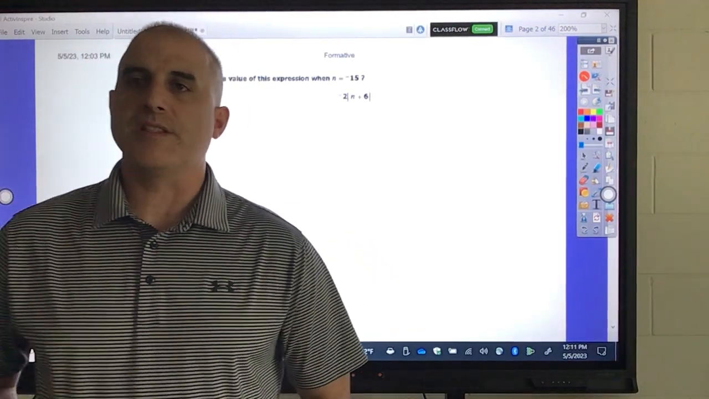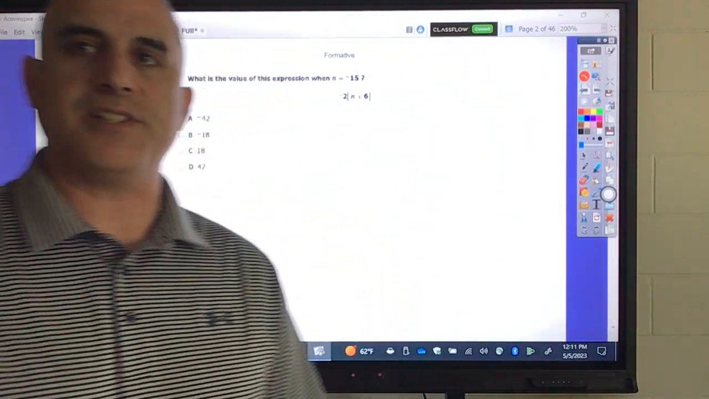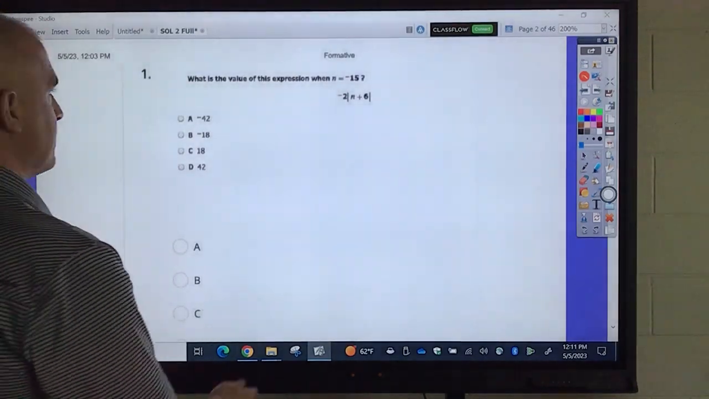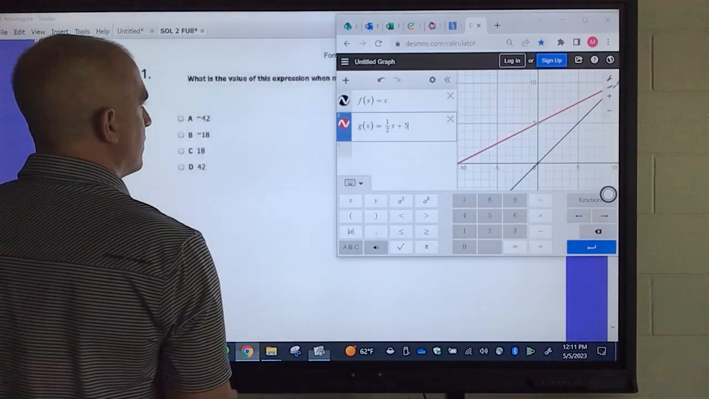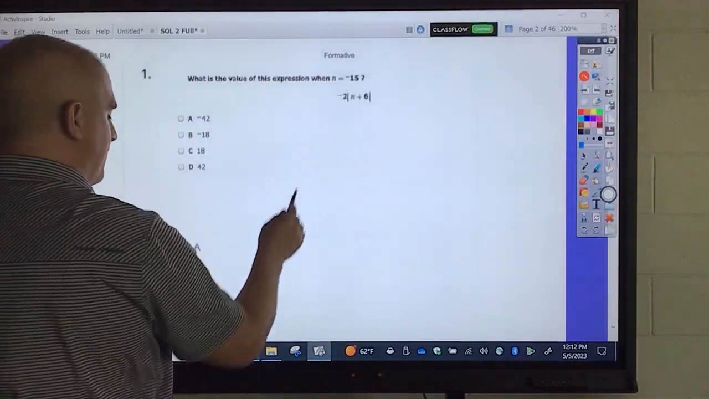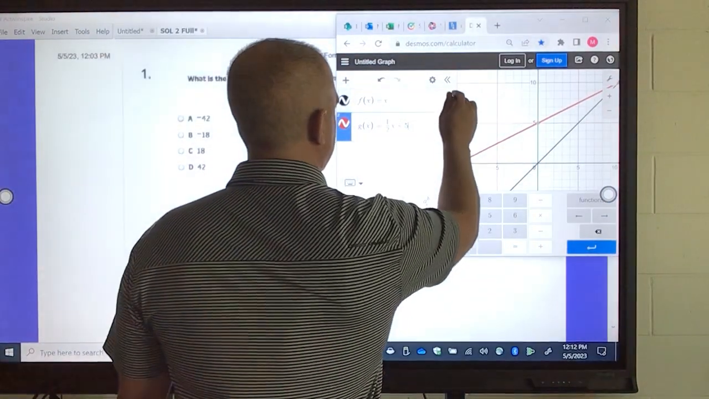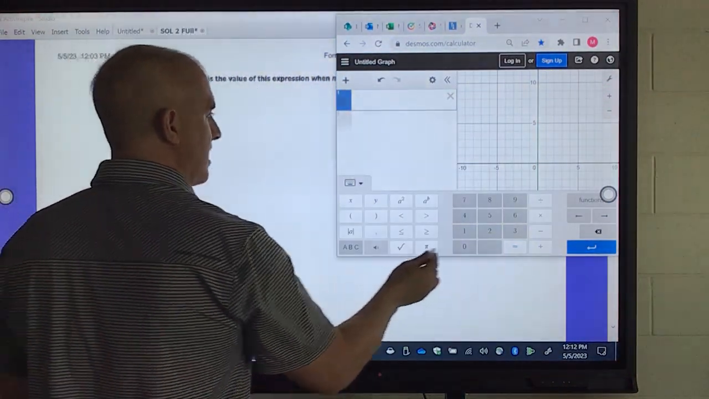Okay, these are going to be the level 1 questions for the practice test 2. All right, so we're going to start with the evaluating. So what I want to do is put negative 15 in there. Okay, so let me clear this out. All right, I got negative 2.